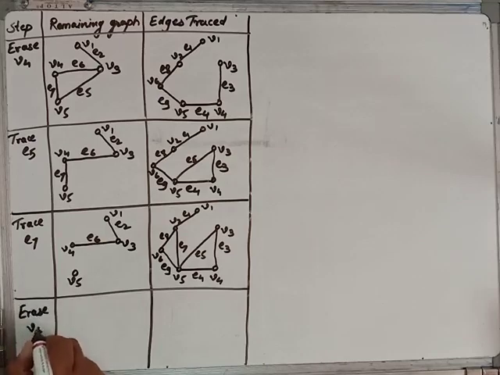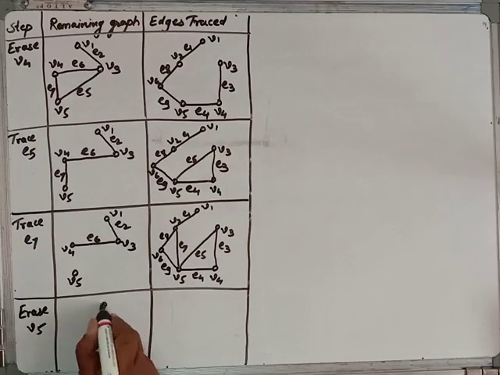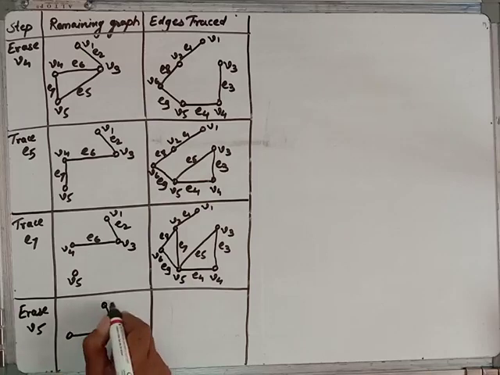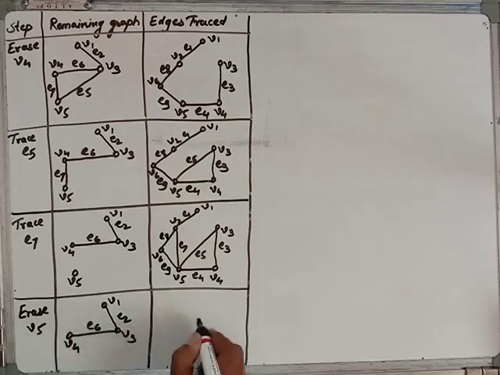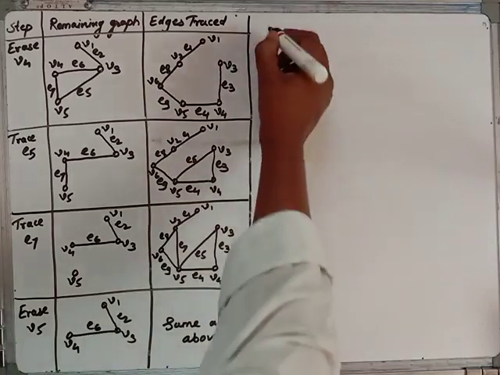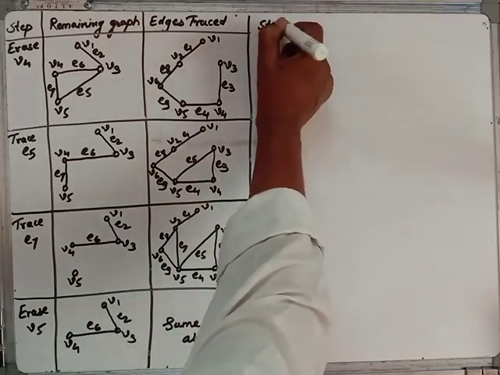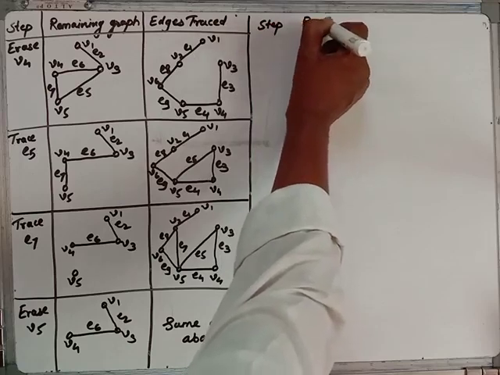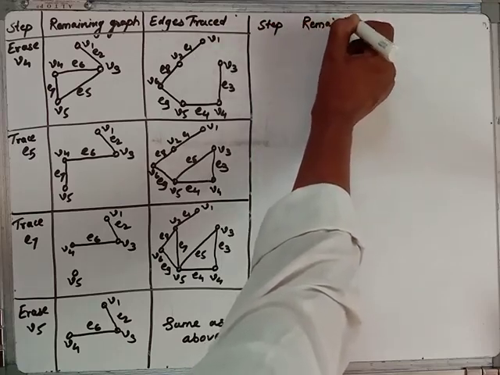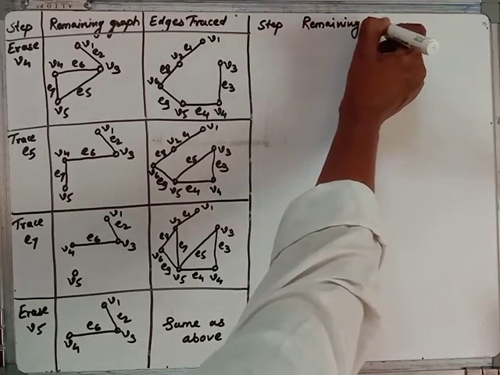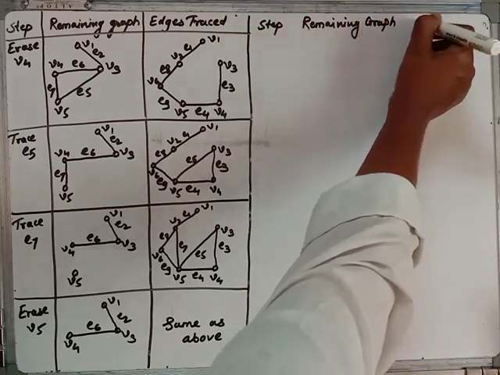Erase V5. So erasing V5, here we get this one, V1, V3, V4. This is E2, E6 only. This is same as above. Okay. Next step: remaining graph, and edge is traced.